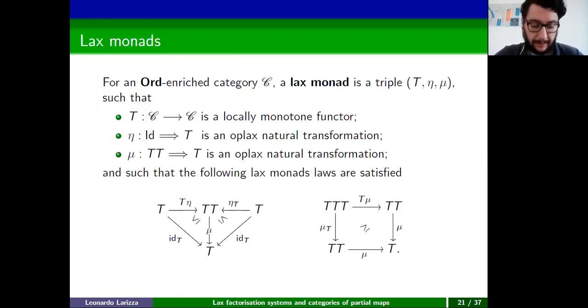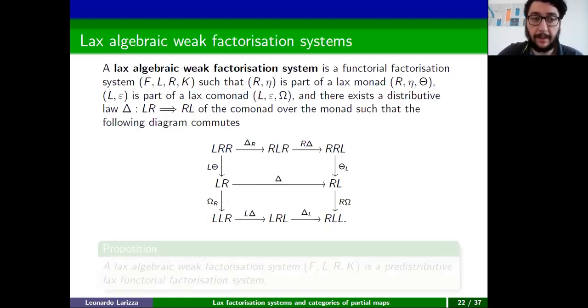Before proceeding to give the last definition of lax factorization system, I recall that in an order-enriched category, by lax monad we mean a triple given by T, eta, mu, where T is a locally monotone endofunctor from C to C. Eta is a lax natural transformation, and mu is a lax natural transformation as well, the first one going from the identity to T, and the second one going from TT to T. And they must satisfy the following lax monad axioms, as in the picture, and as it is usually defined.